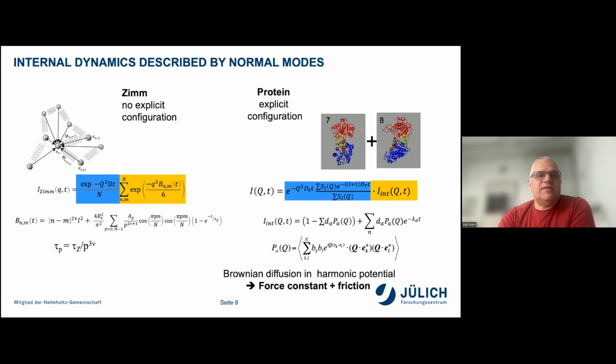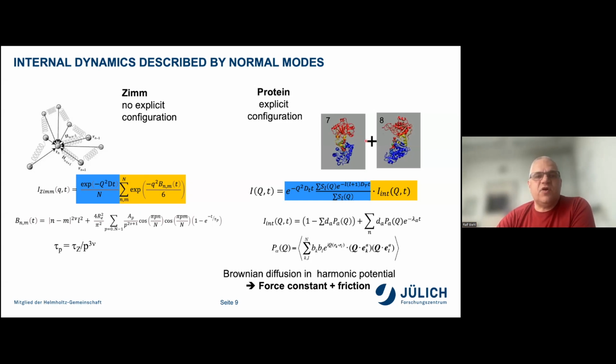Now, how can we then describe this internal dynamics? Already long ago, this was done for polymers, where the Zimm model was developed that basically is center of mass diffusion that is included here, and then normal modes along the chain. In the Zimm model, we have no explicit configuration because it's always self-repeating and always makes a Gaussian configuration.